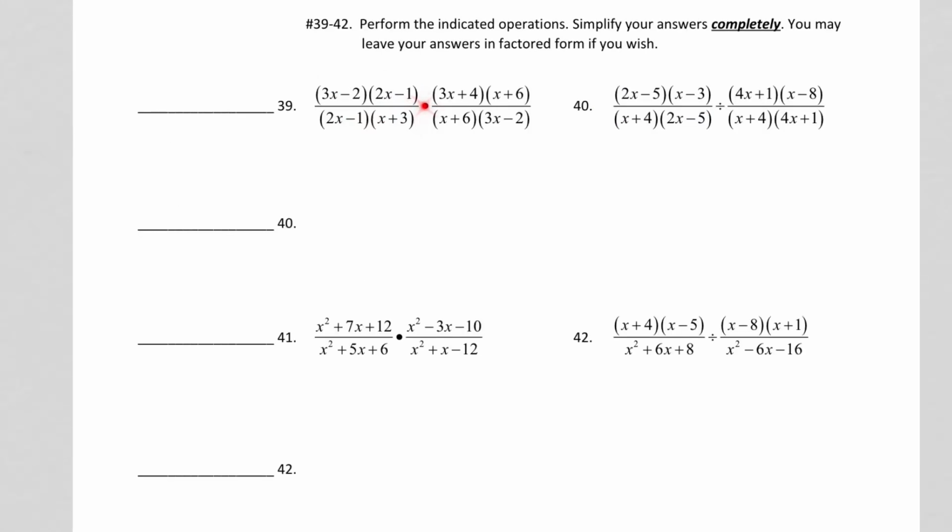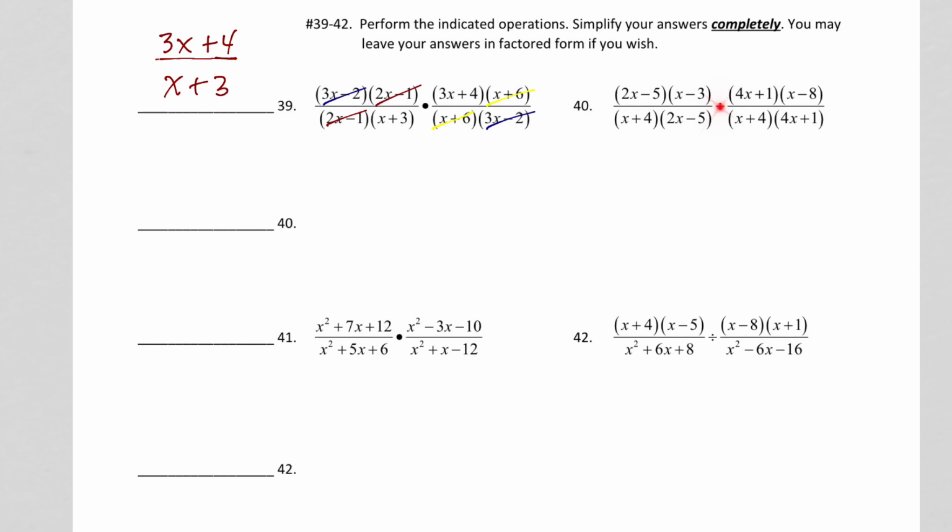Okay, because this is a multiplication, anything on top can be canceled with anything on the bottom. So I can start by canceling 2x minus 1. I can cancel 3x minus 2. And I can cancel x plus 6. And we're going to be left with 3x plus 4 over x plus 3.